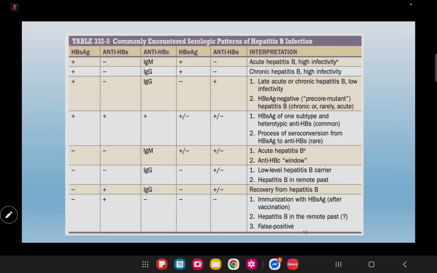You will be given a case with specific positive or negative serologic patterns. Then identify, or interpret, what is the diagnosis.